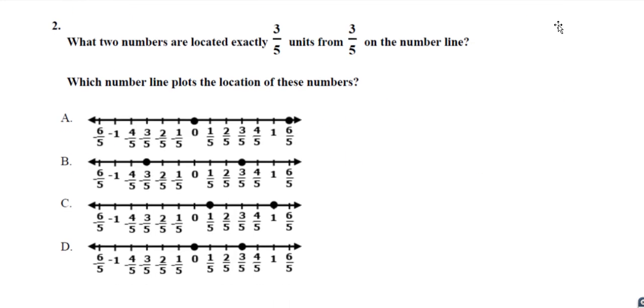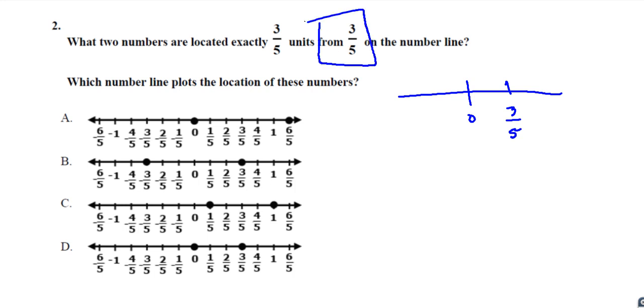What two numbers are located exactly 3/5 units from 3/5 on the number line? And then which number line plots the location of these numbers? So to process this, we want numbers that are exactly 3/5 units from 3/5. So that means we're starting on the number line. 3/5 is a positive number.